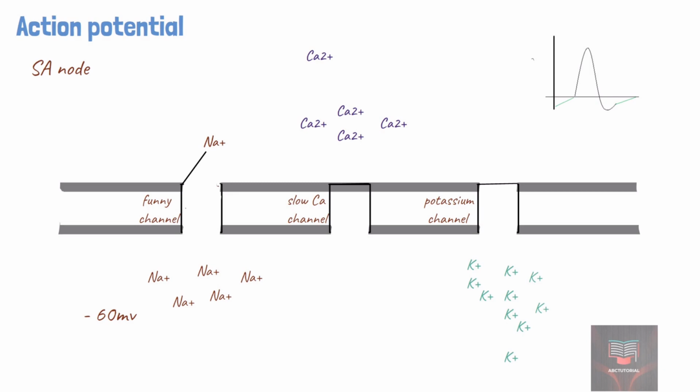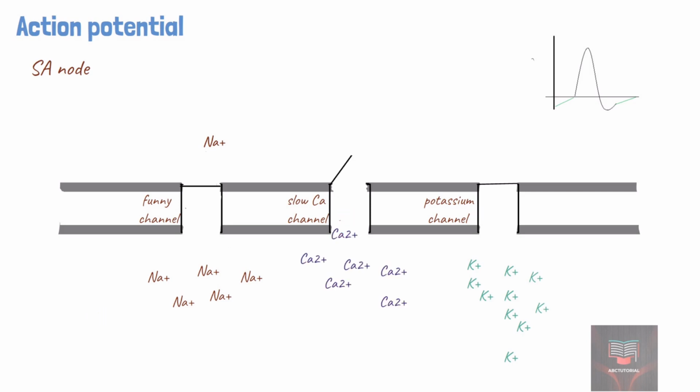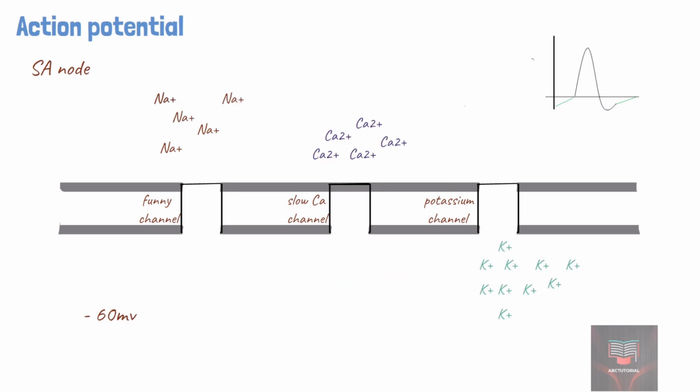This slowly brings the membrane potential to -40 mV, at which stage the calcium channel opens, leading to influx of calcium ions into the cells, leading to further depolarization to about +10 mV. At the peak of depolarization, the potassium channel opens, leading to efflux of potassium ions, causing the inside of the cells to become repolarized. The original ionic gradients are maintained by the ionic pumps and the cycle starts all over again.